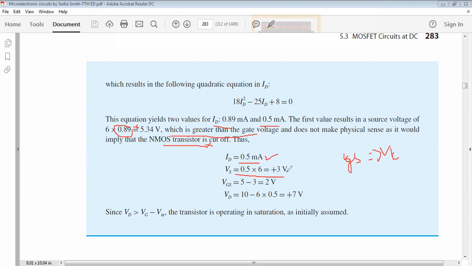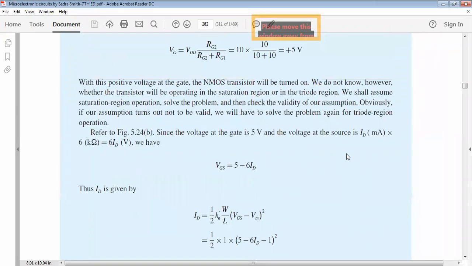Now source voltage is equal to 3 volts only. Now VGS is equal to 2 volts, which is greater than threshold voltage. Then another condition for saturation is VD greater than VG minus threshold voltage. So VD is equal to 7 greater than VG is equal to 5, here VT is equal to 1. So 7 greater than 4 volts. So the device operates in saturation region, our assumption is correct. Like that, we have to analyze the given problem.